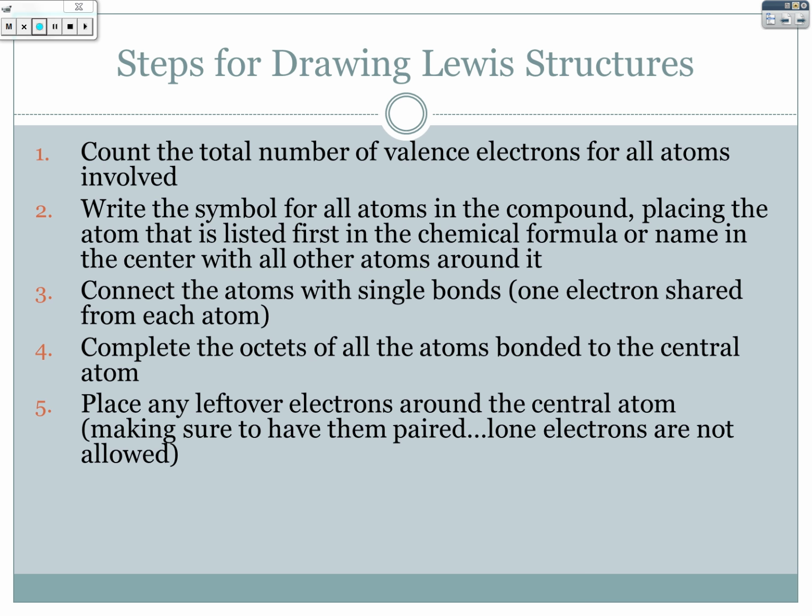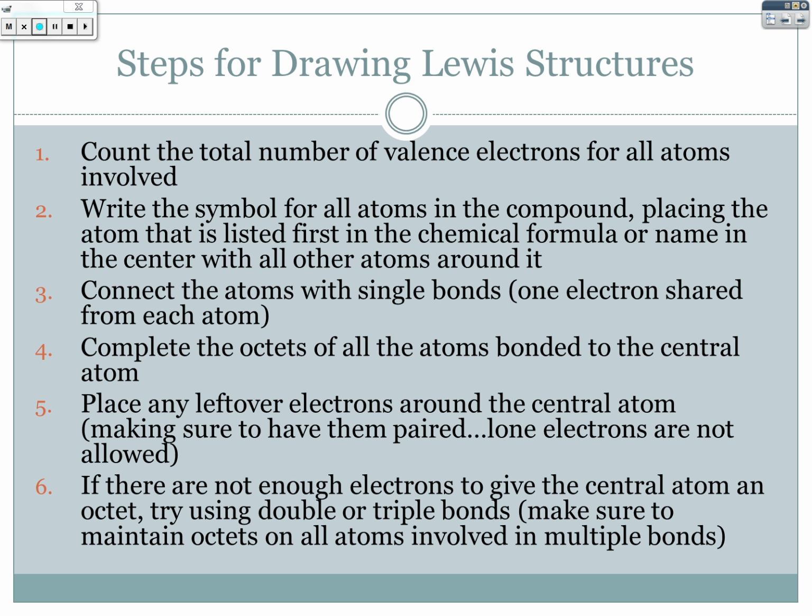Then any leftover electrons are placed around the central atom, making sure to have them paired. Lone electrons are not allowed. If there are not enough electrons to give the central atom an octet, try using double or triple bonds, making sure to maintain octets on all atoms involved in multiple bonds. So if you are going to make a double bond between oxygen and carbon, make sure that you appropriately count for the octet of oxygen as well as that of carbon. So you may need to take valence electrons away.